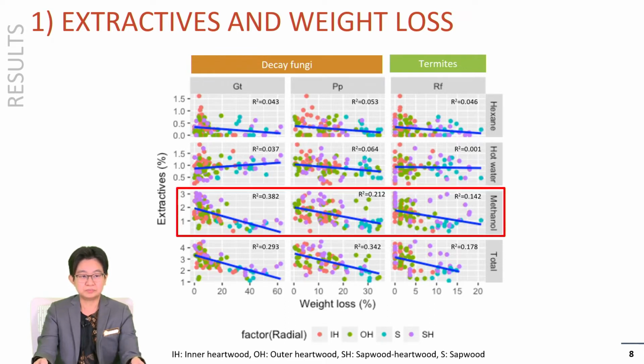So based on this result, we found out that the methanol, which takes out the phenolic substances and terpenoids, which are part of some of the important extractives that contribute to wood durability, has a higher correlation with the weight loss, or the durability of the timbers to decay fungi and termites, while the other extractions only have a small relationship. So this showed there's a relationship between the samples that we tested, their durability and the extractive content.